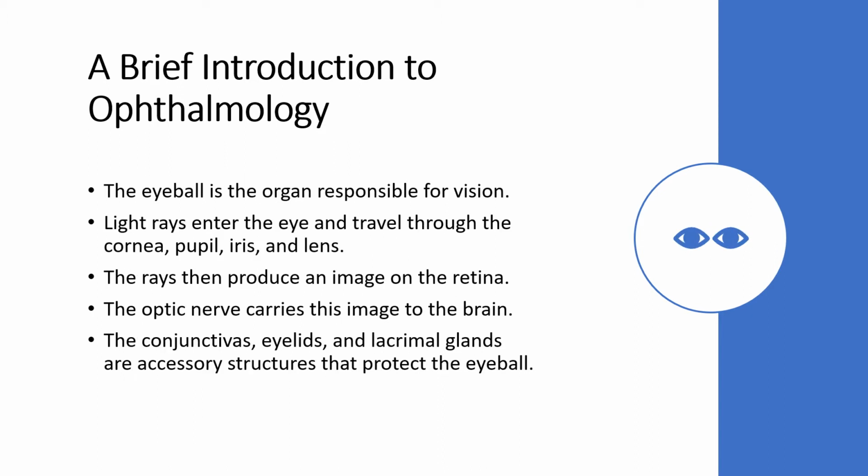The eyeball is the organ responsible for vision. Light rays enter the eye and travel through the cornea, pupil, iris, and lens. The rays then produce an image on the retina, and the optic nerve carries this image to the brain. The conjunctivas, eyelids, and lacrimal glands are accessory structures that protect the eyeball.